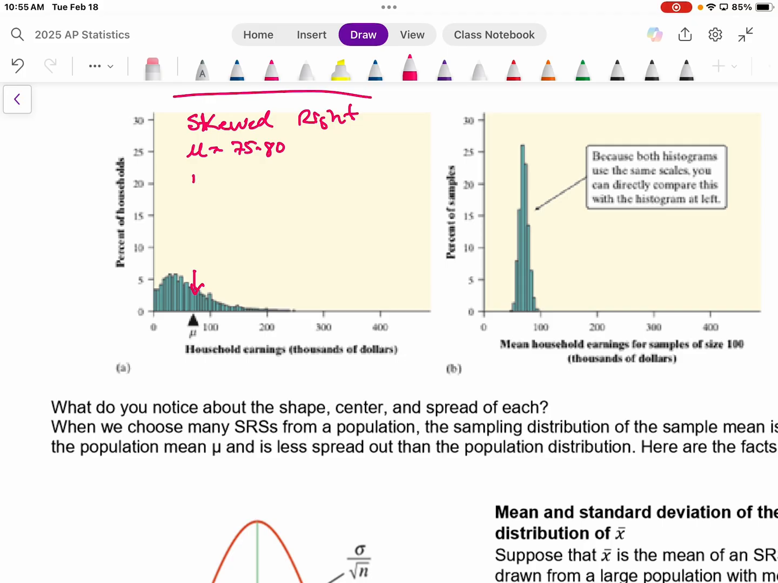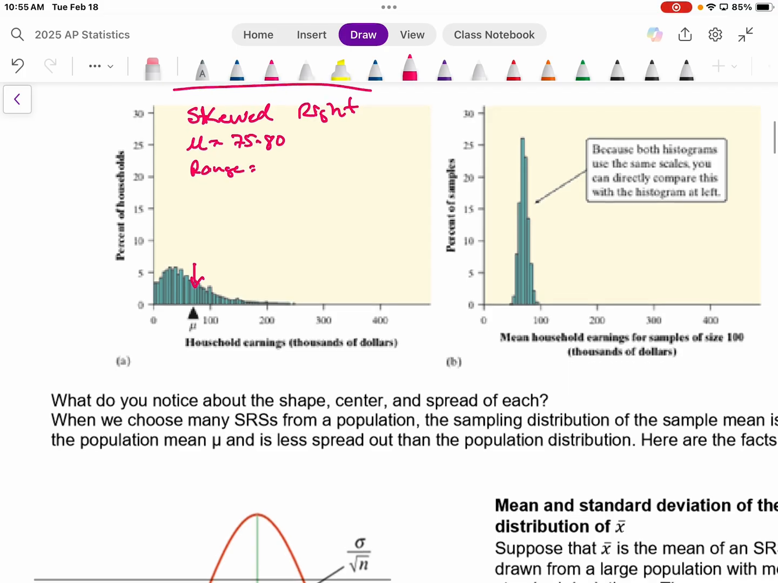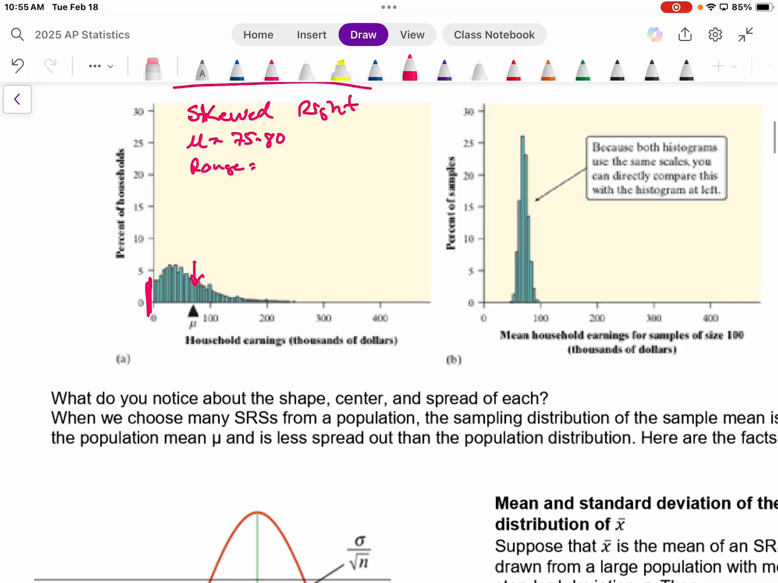And then what is our range? Well, we go from basically 0 to, looks like that's smack dab there. So our range looks like about 250, basically 250,000 because that's our units. So the mean looks like it's around 75 to 80,000. I'll put the K's on there. And then our range is somewhere about 250,000. Over here on the right-hand side, and again, that's the population distribution.